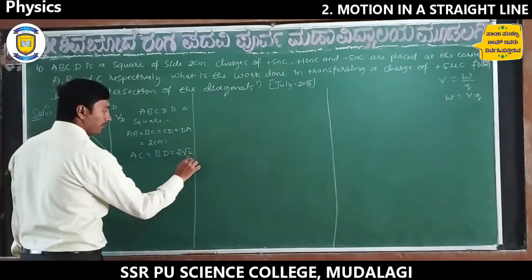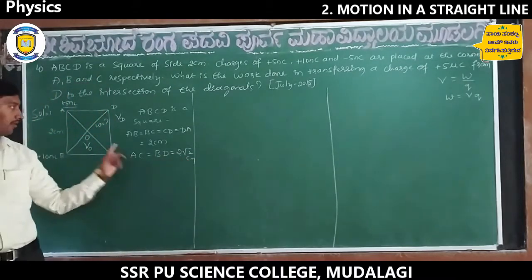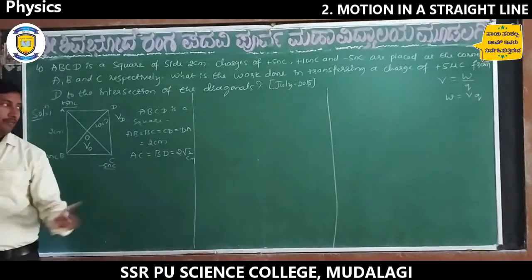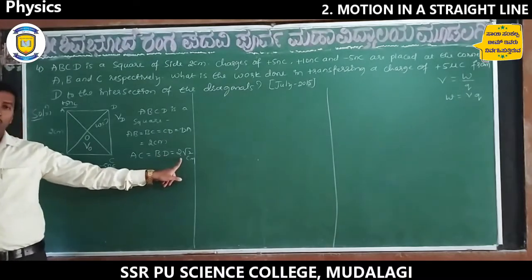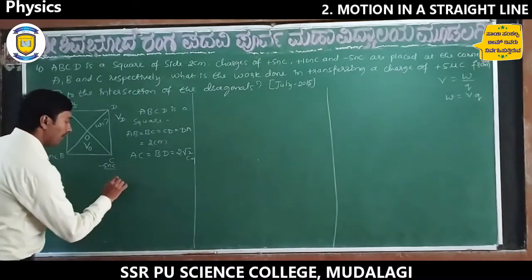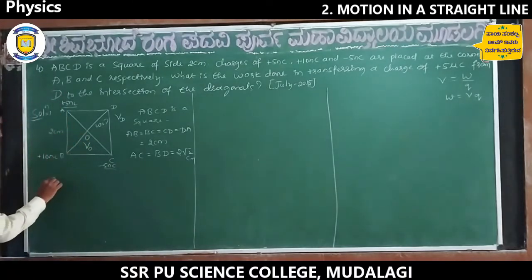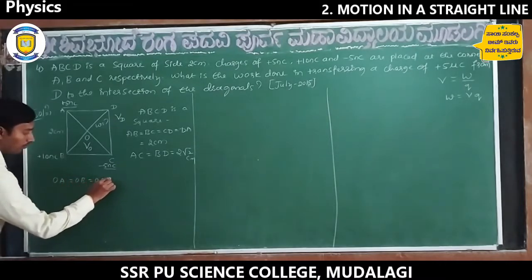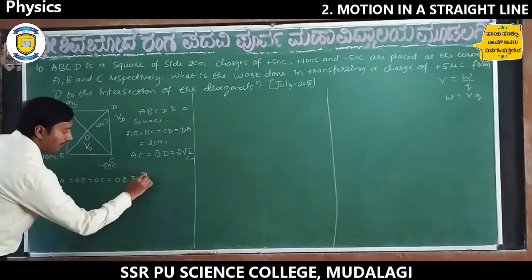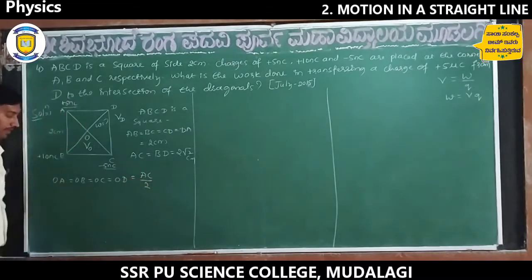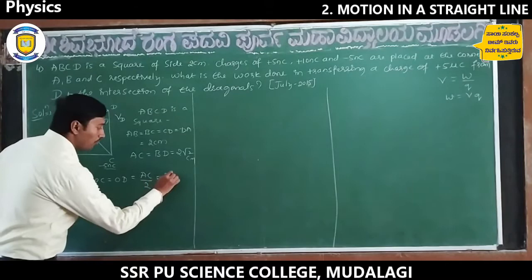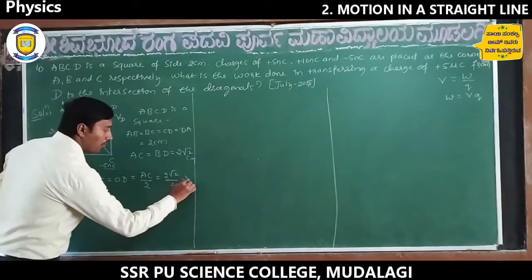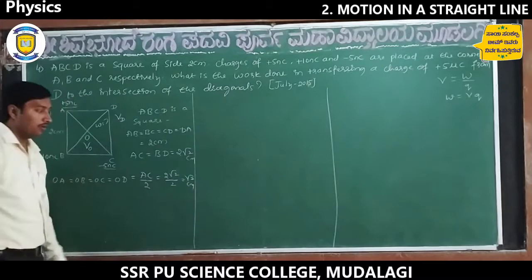AC equals BD equals 2 root 2 cm, as already discussed in the previous chapter. At the intersection of the diagonals, OA equals OB equals OC equals OD, which is half of the diagonal, AC by 2. That is 2 root 2 by 2, which means root 2 cm.